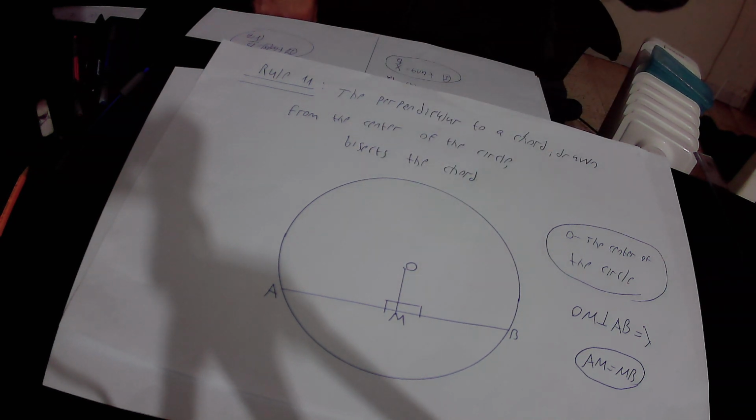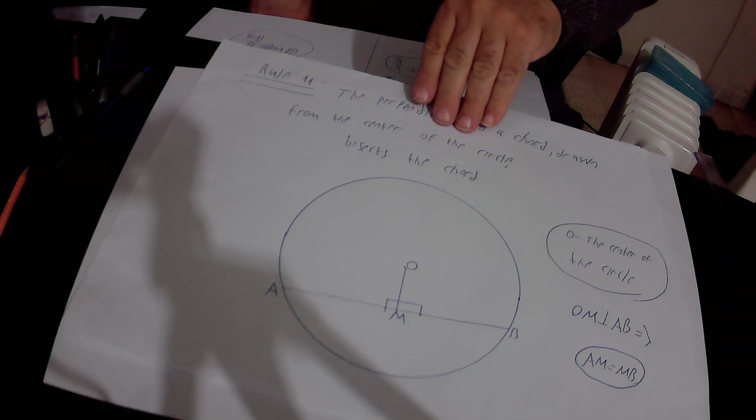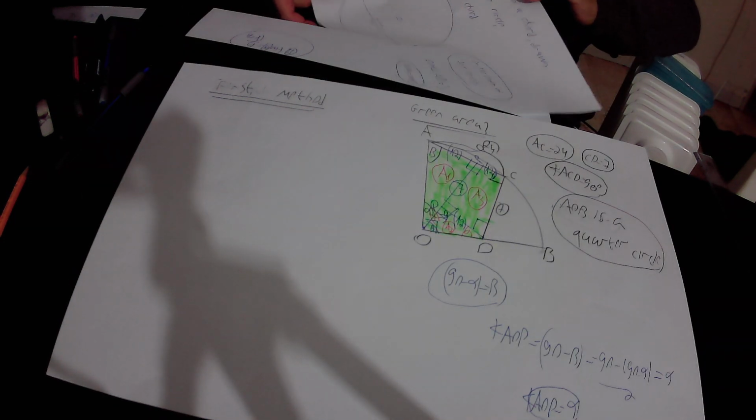So whenever from the center of the circle you have a perpendicular to any chord, then that perpendicular will also bisect the chord. In this case, because OM is perpendicular to AB, therefore OM will also bisect chord AB. That is to say, AM equals MB. Okay, so we can implement rule number 11 in our drawing.